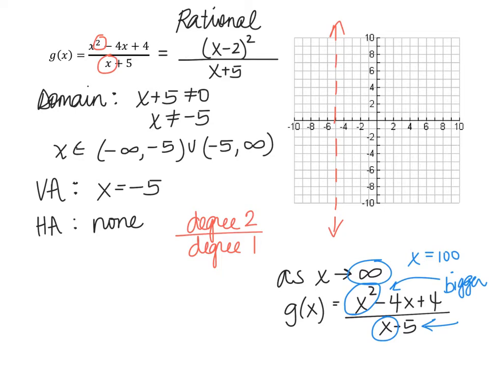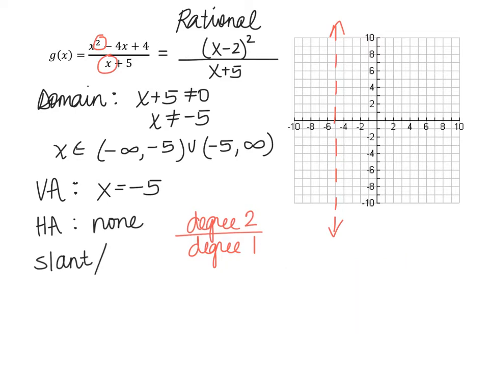And that means that this graph is not going to level off and have a horizontal asymptote. So anytime the degree on top is bigger than the degree on the bottom, there will not be a horizontal asymptote. And in this case, because the degree of the numerator is 1 greater than the degree of the denominator, that means we have a slant asymptote.